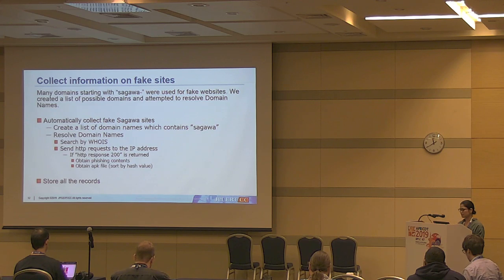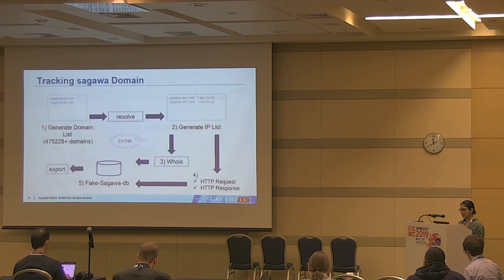Still running right now. And second, if the domain name is resolved, then we send an HTTP request to each single resolved IP address to see the HTTP response. And if it returns an HTTP response code like 200, then next we do a wget to obtain the phishing content and APK file data from a certain host. This is how it works.